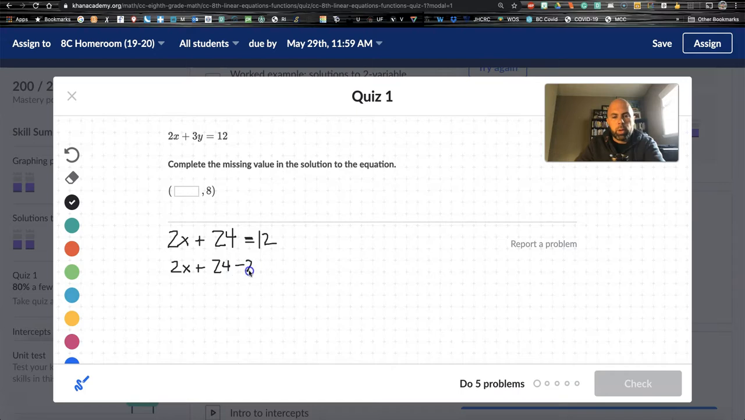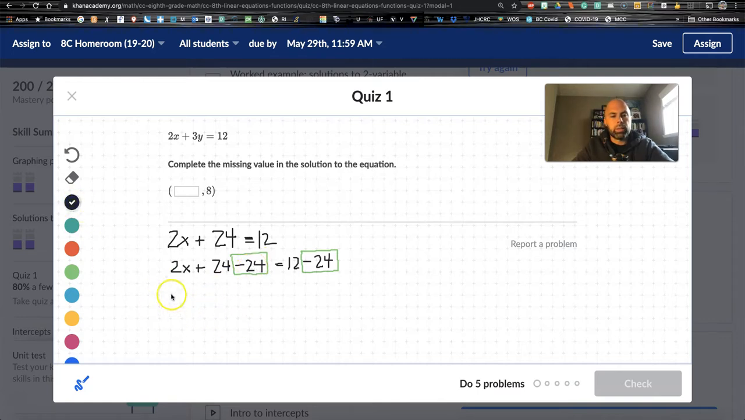So remember, we're allowed to do anything we want, add, subtract, multiply, divide, as long as we do it to both sides. And I'll make it really clear in a second here what I'm doing. So what I just did is I added negative 24 to both sides of the equation. And that's going to get rid of this 24, right? Because 24 minus 24 is 0.